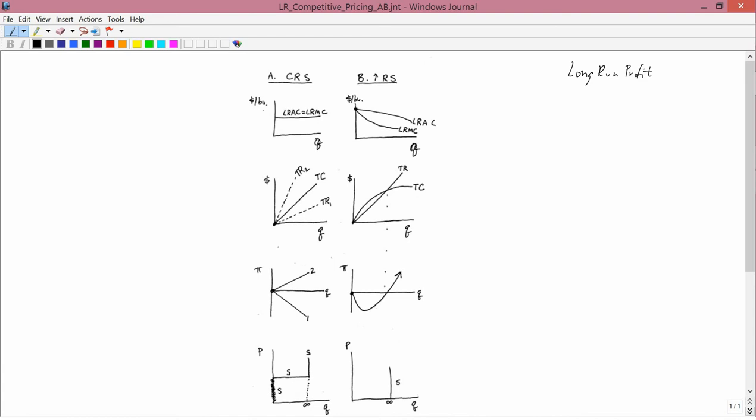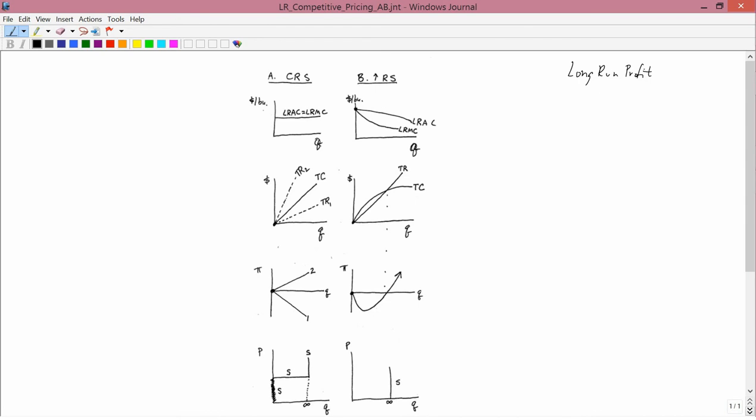There are four cases you'll recall: A, B, C, and D. The official names for A and B are constant returns to scale and increasing returns to scale. We'll do C and D in the next video. What you see in front of you are some graphs that come from the class handouts. And actually, both cases A and B are kind of odd or unusual. Let's do case A first.